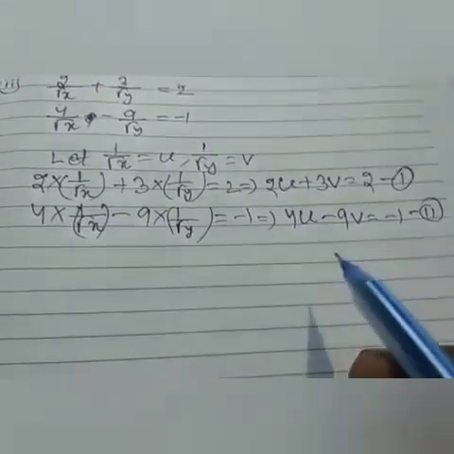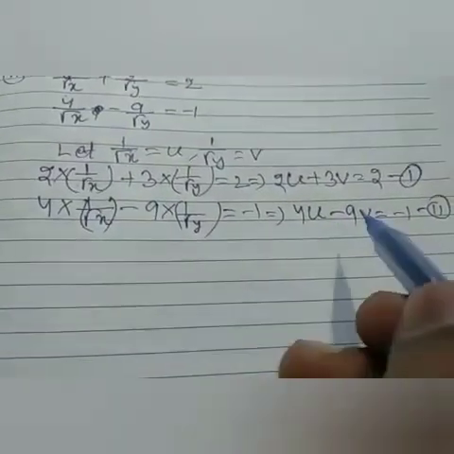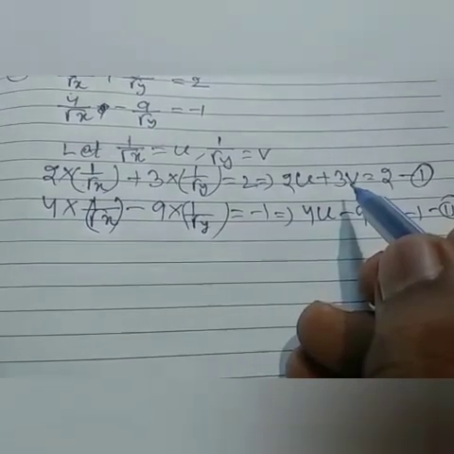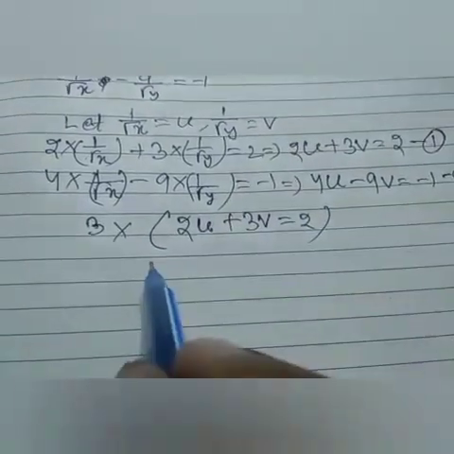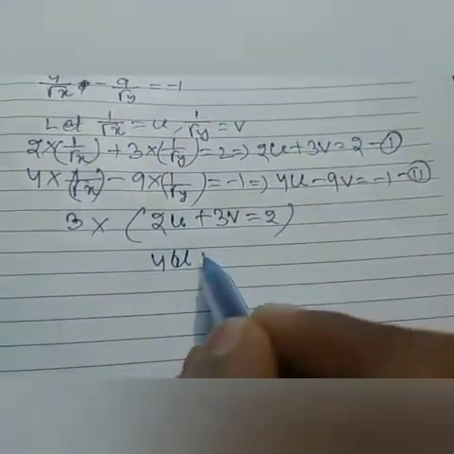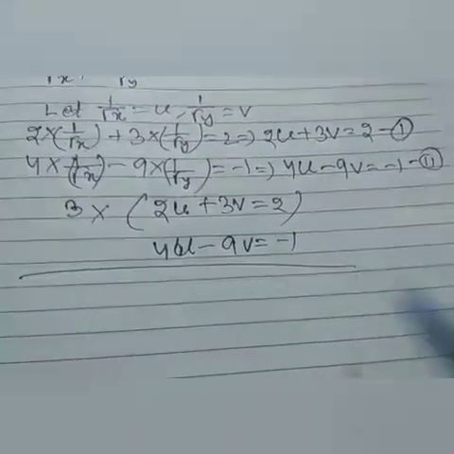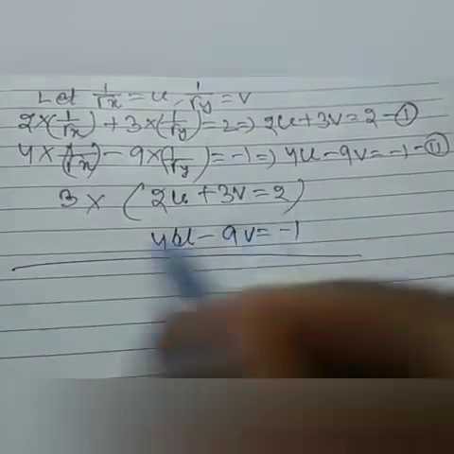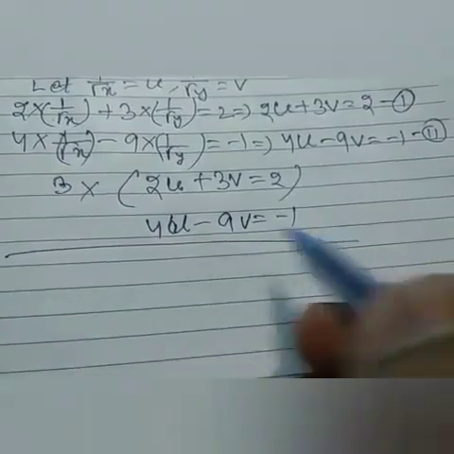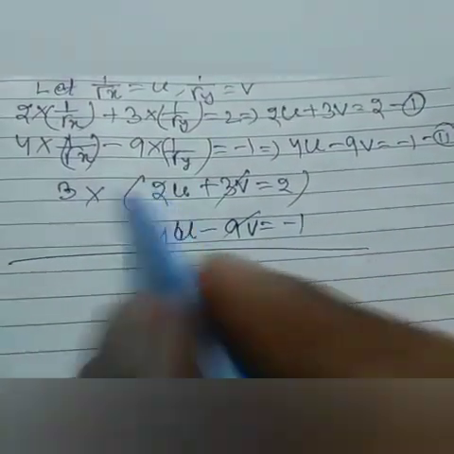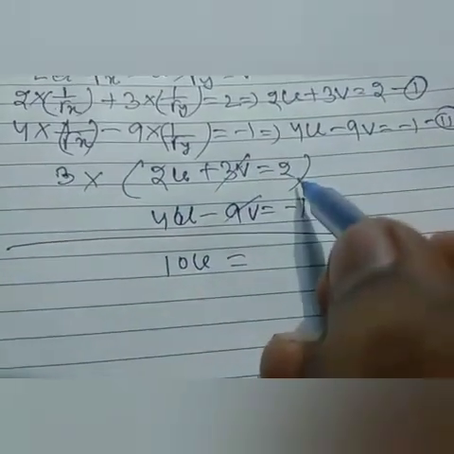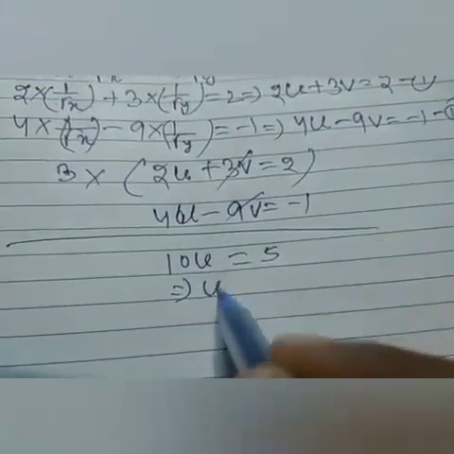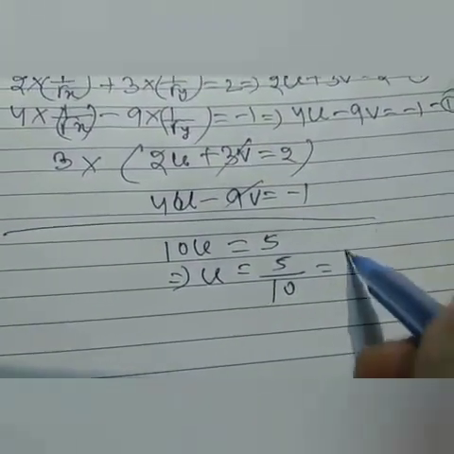By the elimination method, I solved this. Here is 9, here is 3. I have to multiply the first equation by 3. So 3 into the first equation 2u plus 3v equals 2. Then the second equation 4u minus 9v equals minus 1. The signs are opposite, so we can't change the sign of the second equation. So 9v, 9v cancelled. 3 times 2 is 6, 6u plus 4u equals 10u equals 3 times 2 is 6 minus 1, 5. u equals 5 by 10, that is 1 by 2.